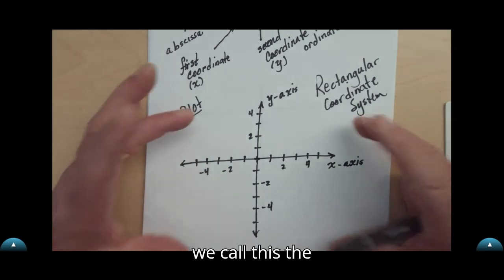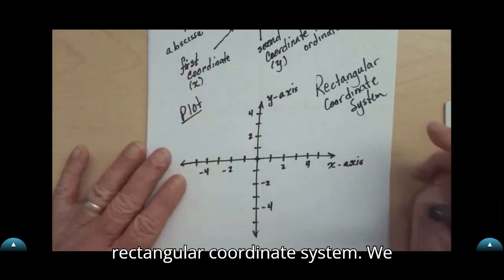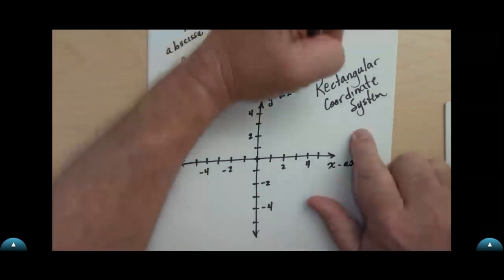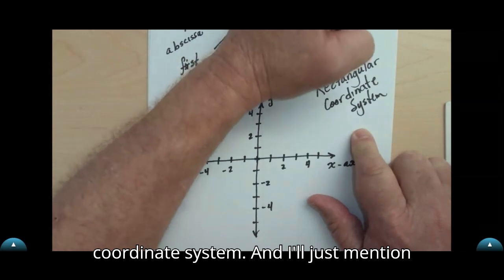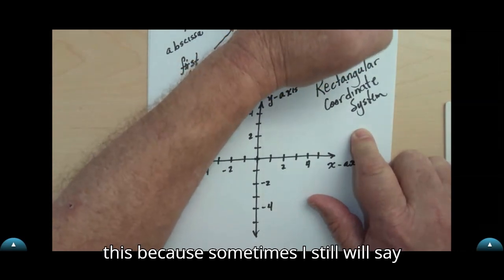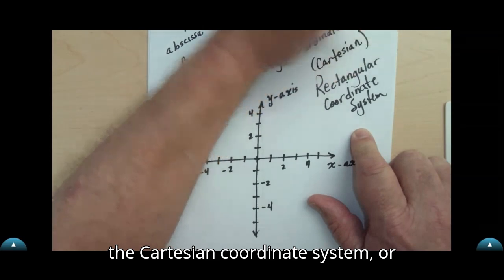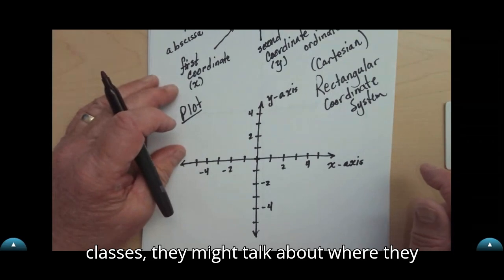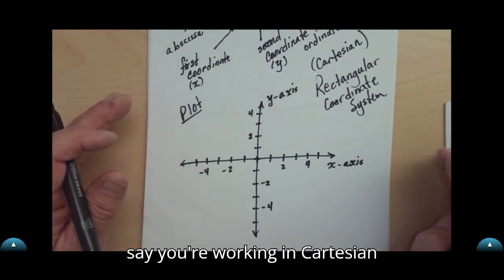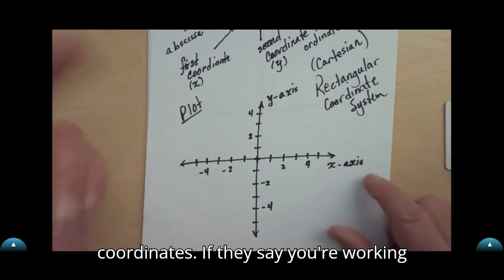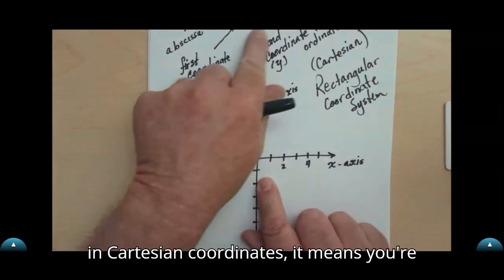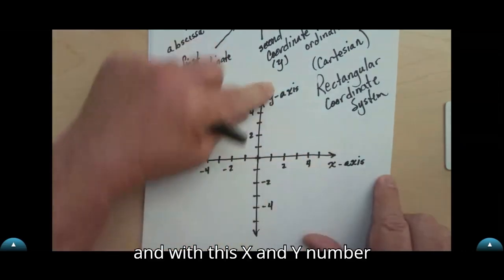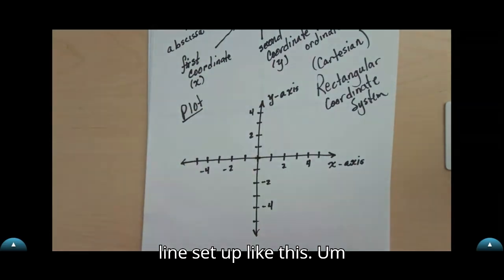So we call this the rectangular coordinate system. We used to call it the Cartesian coordinate system. I'll mention this because sometimes I still say the Cartesian coordinate system, or in other math classes they might say you're working in Cartesian coordinates. If they say that, it means you're working with ordered pairs of numbers and with this x and y number line set up like this.